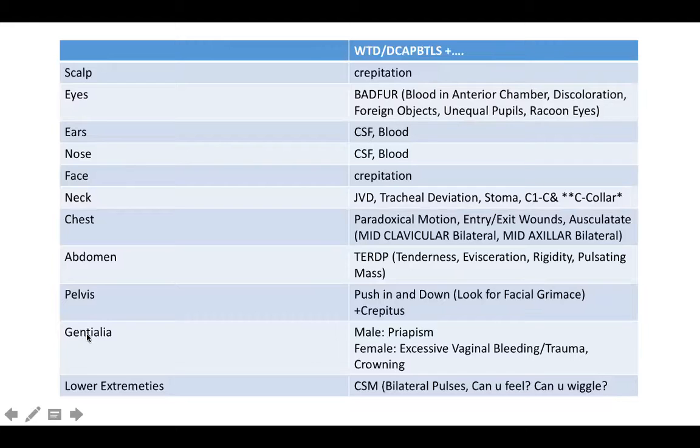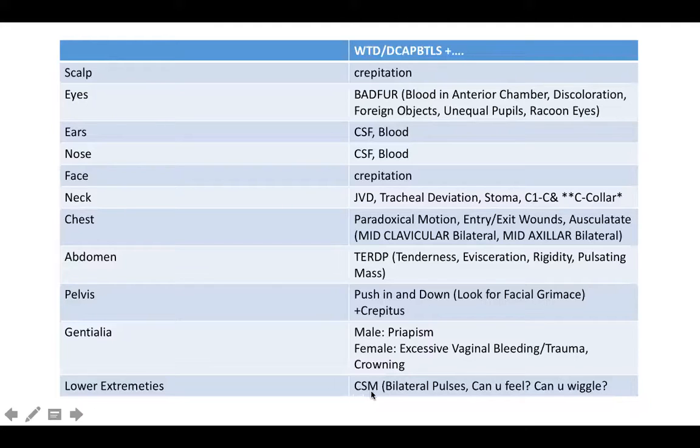Then you have the genitalia. For the males, you're going to check for priapism. Priapism is a persistent erection, not just an erection, a persistent erection, indicating spinal damage. And then for the females, it's excessive vaginal bleeding, and you're going to look for vaginal trauma or crowning. HM1, what's crowning? That's when the head or any part of the baby is starting to show up, right? Because that can happen too. A pregnant lady gets into a car accident and the head of the baby shows up, that's a sign that it's time for delivery. We'll talk more about that in Mod 6.